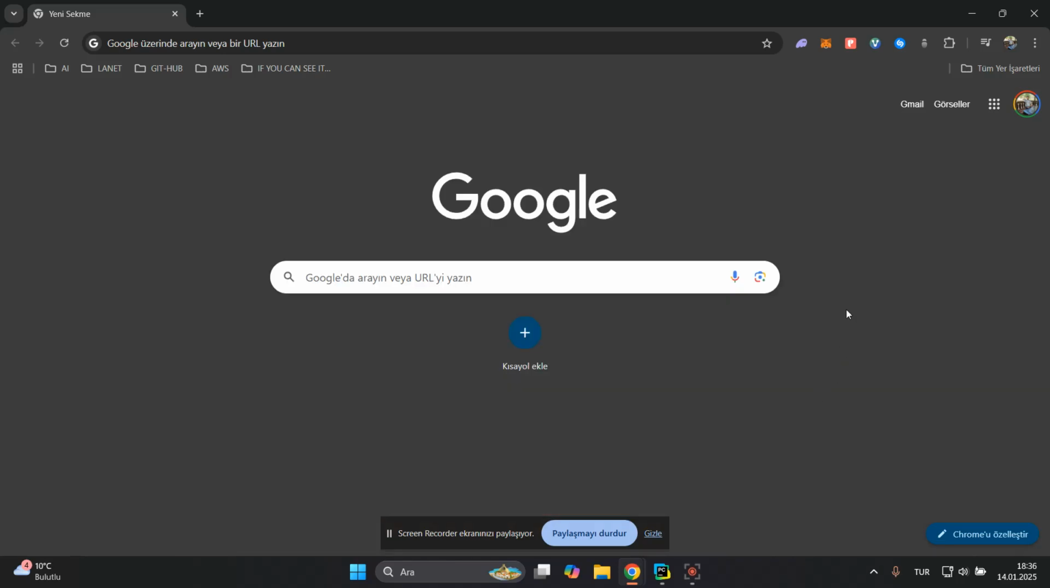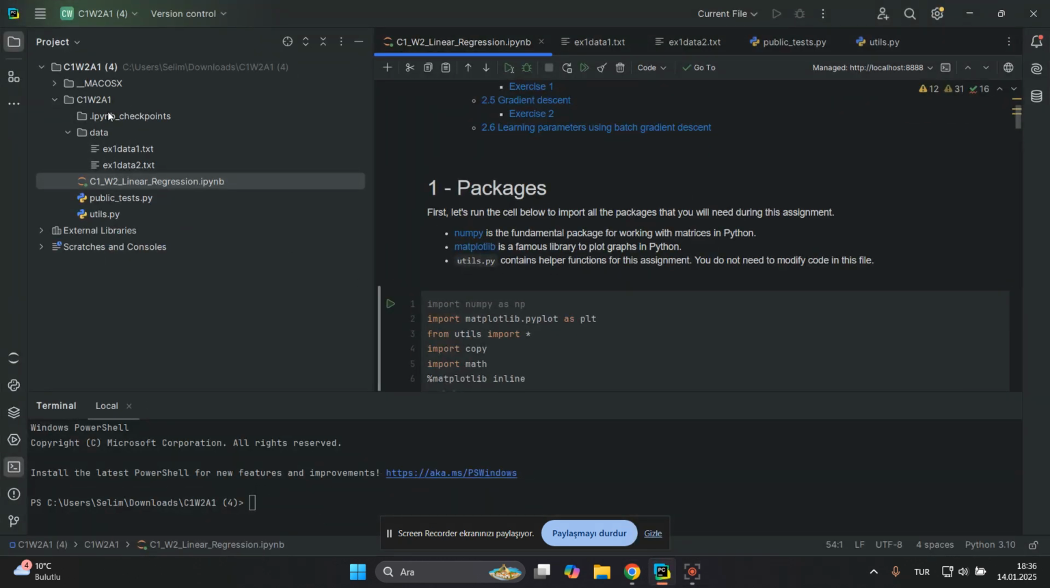Hello teacher, today I'm going to do my machine learning homework and this is our file. Those are the macros files and there are examples of the data. This is the linear regression.